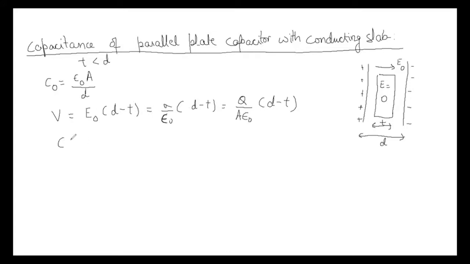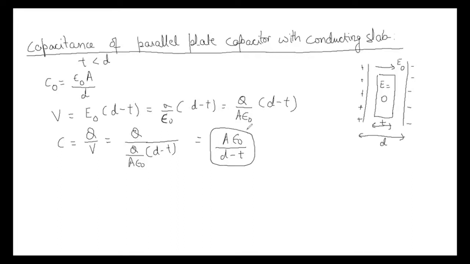Now the capacitance between the plates of the capacitor, let it be C. C is equal to Q upon V. Substituting this V, we get Q upon Q by A epsilon naught into D minus T. Q and Q cancel out, and the expression we get is A epsilon naught upon D minus T. This is the expression for the capacitance of a parallel plate capacitor when a conducting slab is inserted.